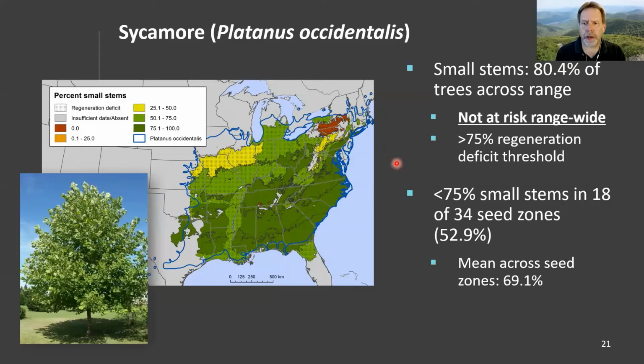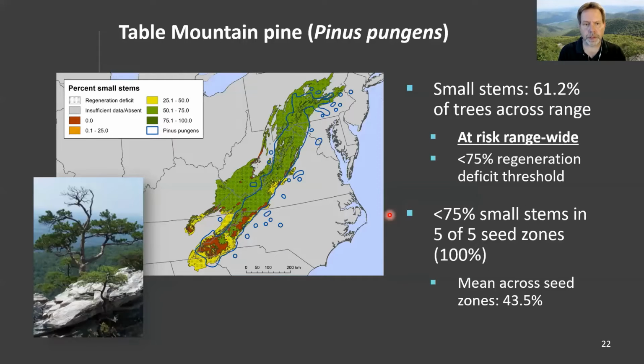So some examples here, we look at sycamore, approximately 80% of its stems across its range are small, so it's not at risk range wide, so it clears that 75% regeneration deficit threshold. However, in 18 of the 34 seed zones in which sycamore occurs, it does not clear that threshold. So if you see in New York and parts of the upper Midwest, there is insufficient regeneration there that would cause us some concern about the genetic variability of that species over the long term.